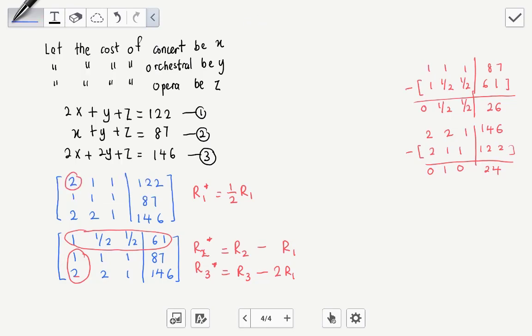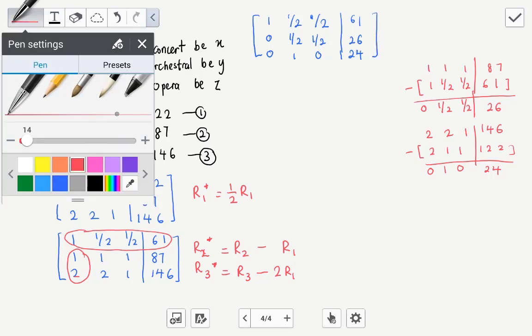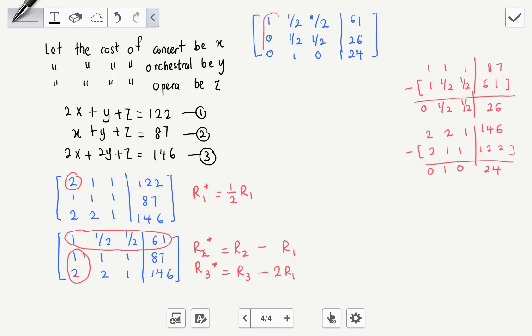So row 1, there's no change. We're going to copy row 1 as it is: 1, 1 over 2, 1 over 2 and 61. Now row 2, we have a new row 2 which is 0, 1 over 2, 1 over 2 and 26. We have a new row 3, 0, 1, 0 and 24. Okay, students, now we have managed to transform our first column into 1, 0, 0.